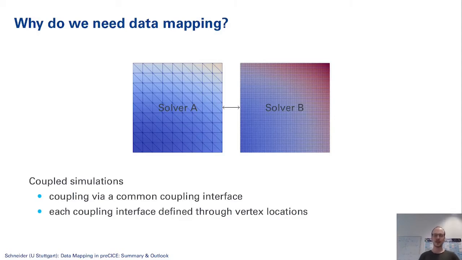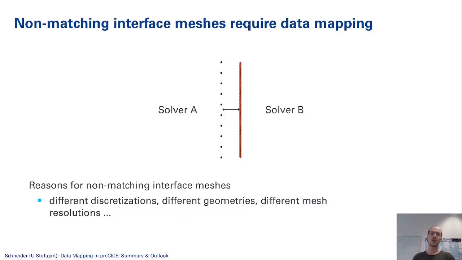So let's consider the case where we want to solve a global system in a partitioned way. We have two solver instances, for example, solver A and solver B, and we want to couple them together via a coupling interface in the middle. The coupling interface mesh is in preCICE solely defined through the vertex location. So from the preCICE perspective, the following setup would look like this.